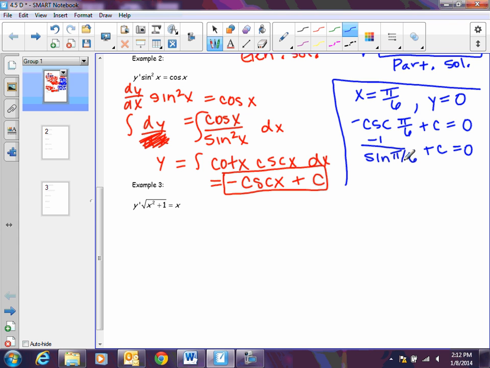Well, what's square root of 1? 1, right? What would cosine of pi over 6 be? Square root of 3 over 2. All right? So that's there to help you.